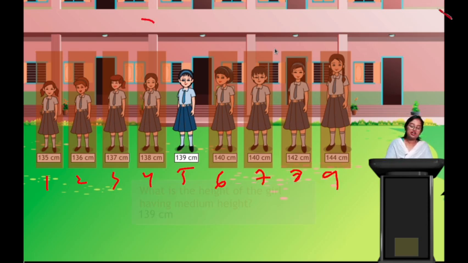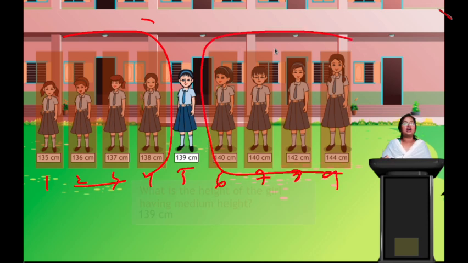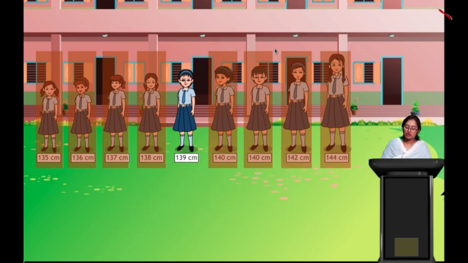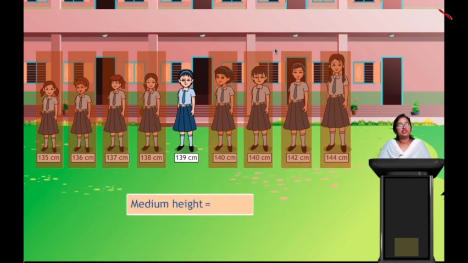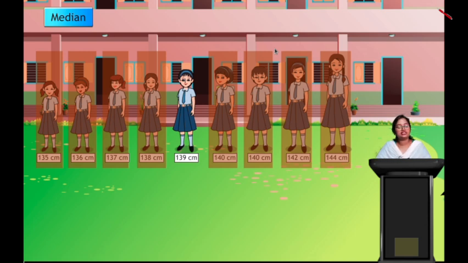Grouping the first 4 into one group and grouping the last 4 into the other group, we can find out the middle student here. So the height of the middle student is 139 centimeter. That means the medium height is 139 centimeter. So here we have found out the central tendency in heights. This method of finding the central tendency is called median.